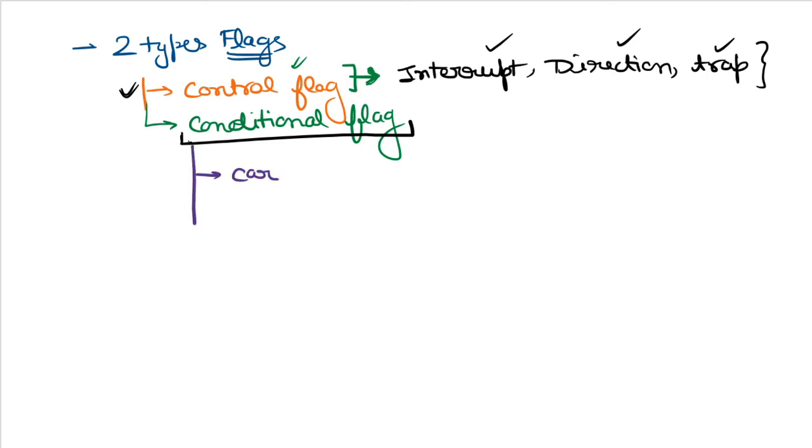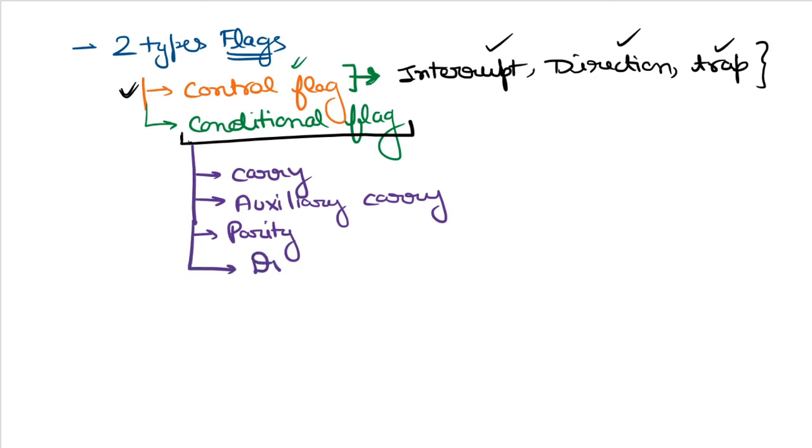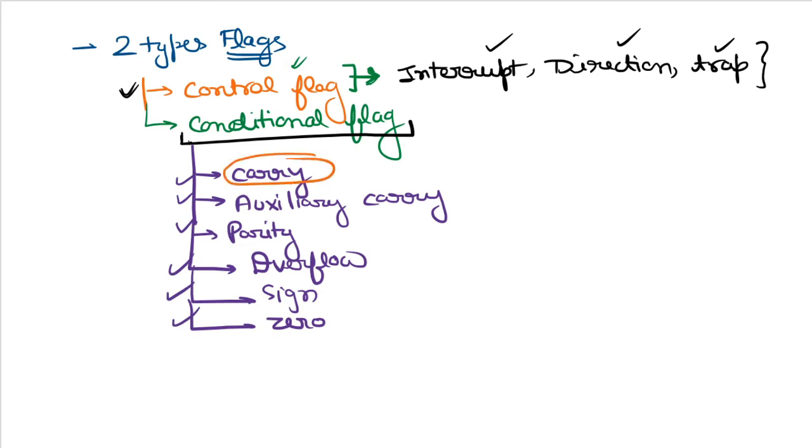So we have carry flag, auxiliary carry flag, parity flag, overflow flag, sign flag, and zero flag. These are six important flags that we'll be studying. Let's take each one of them in sequence. Let's start with carry flag.